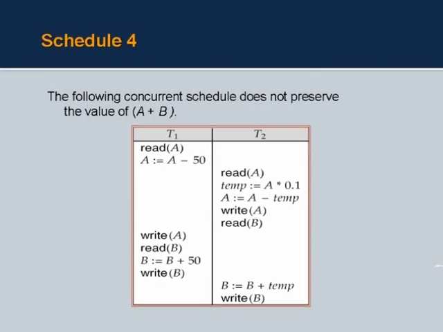followed by T2. It's equivalent in that each statement here reads the same values, each write writes the same values as that schedule, and the final values are all the same as in that schedule. So it's equivalent in that sense. Okay. So that's just the intuition. It's defined more formally. However, here is a bad schedule.